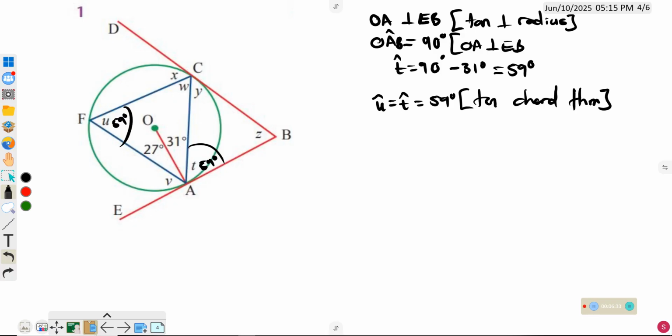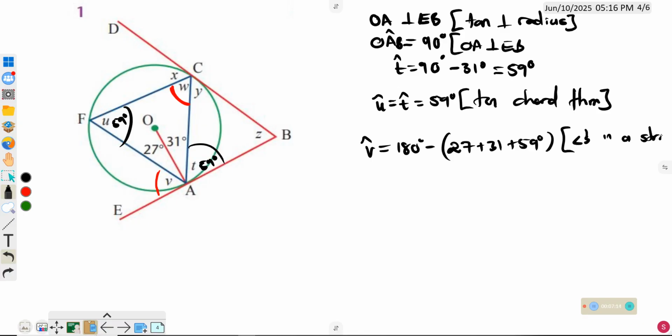Then we have another 59 degrees there. Then we should find W. How do we find W? No, we should find V first before W. Angle V is equal to angle W by the tan-chord theorem, but we don't have angle W as yet, so we can't find V. But if you look at this straight line, you will see that you only have one unknown. So angle V is 180 degrees minus 27 degrees plus 31 plus 59 degrees. Why? These are angles in a straight line.